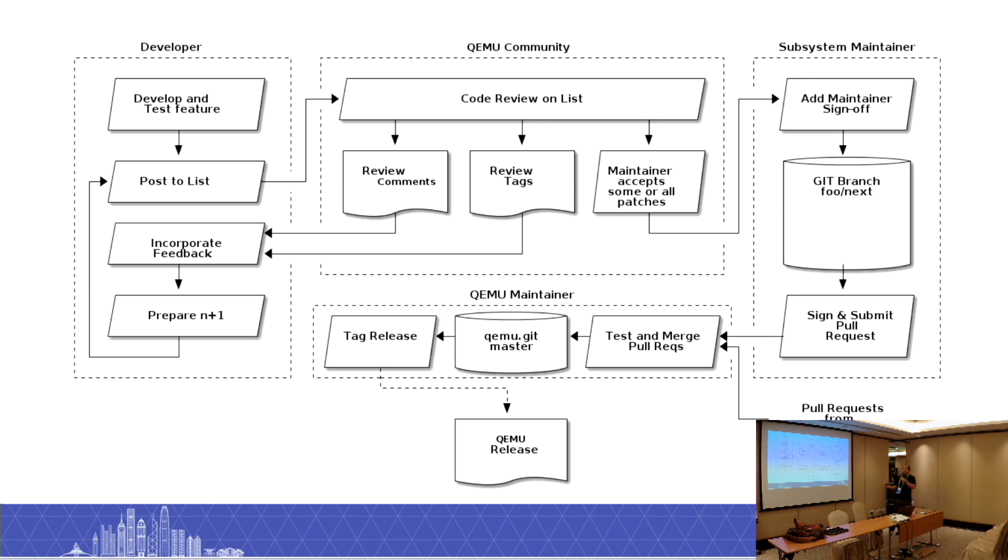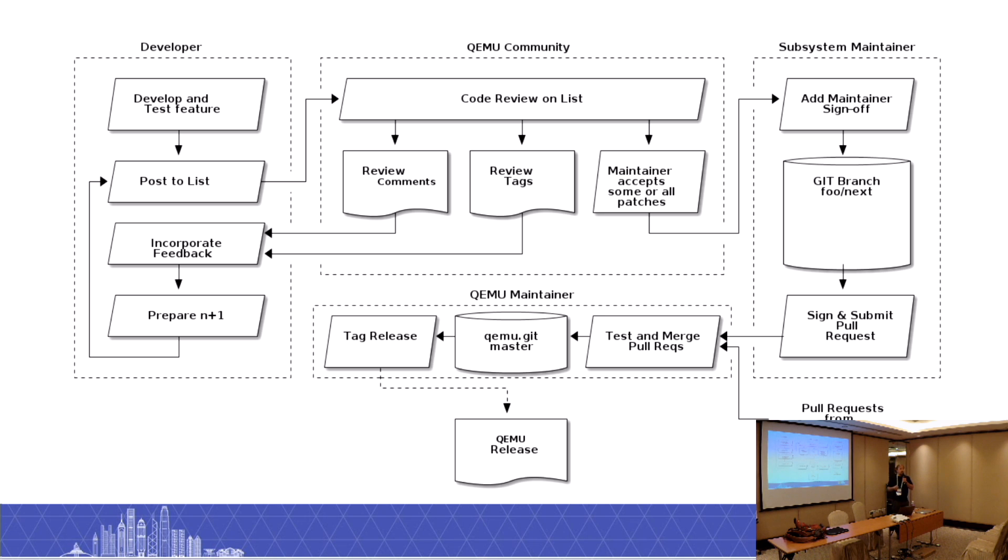The output from that code review will either be a bunch of review comments from developers telling what needs to be changed, or a bunch of review tags, which are standard developer certificate of origin tags that you'll see on the mailing list, like reviewed-by, tested-by, so and so at a mailing address. In either case, these need to be picked up by the original author, wrapped up into the patches for their next iteration. And then they'll go around again, post v2 to the list.